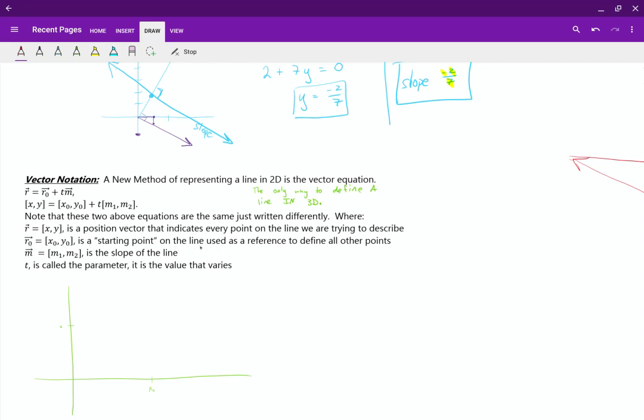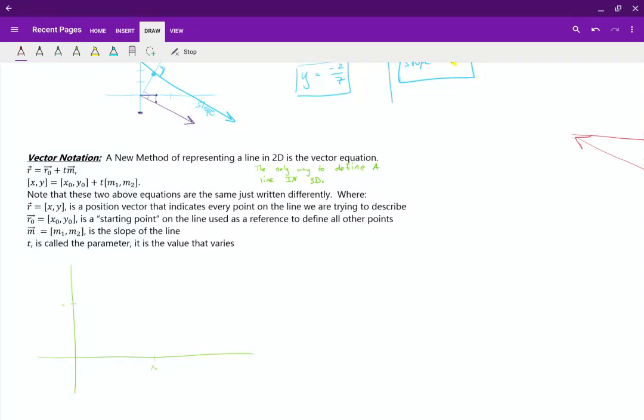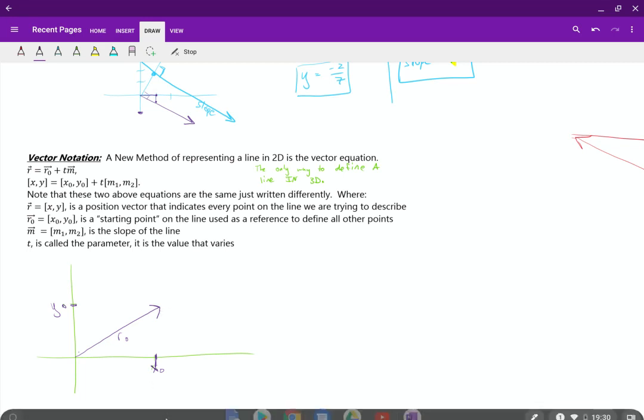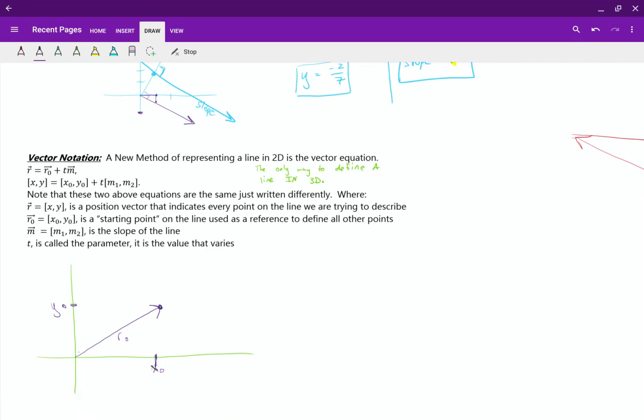So what is RO? RO is the starting point on the line, used as a reference to define all other points, okay? So it's kind of like if I start out with some RO, let's say I've got some line and boom, here it is. This is RO. So this would be XO and over here would be YO. All right, some points. And now let's say this is some point in space, over here at the end of it. This RO vector is just pointing at a point. That point is a point on the line that I'm attempting to define. And it happens to be known as the starting point.